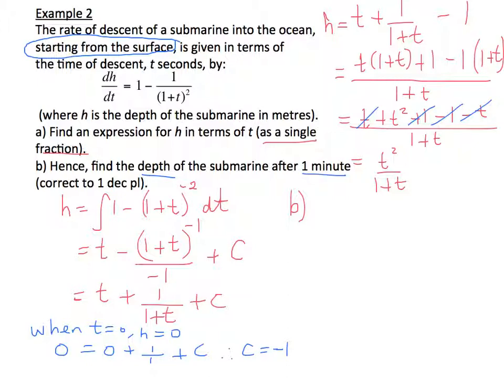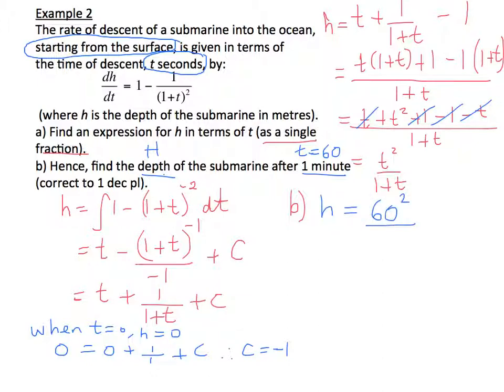Alright, part B says hence find the depth of the submarine after 1 minute. Remember the depth is h, so we need to find h when t equals 1 minute. Now, what units was t in? Well, it's set up here that t was in seconds. So, how many seconds are there in 1 minute? Well, 60 seconds. So this question is saying find h when t equals 60. So, using our expression for h in terms of t, we are going to find h when t equals 60.